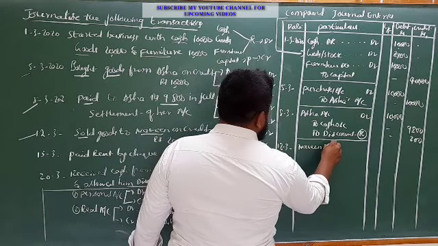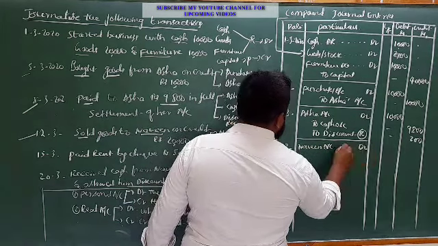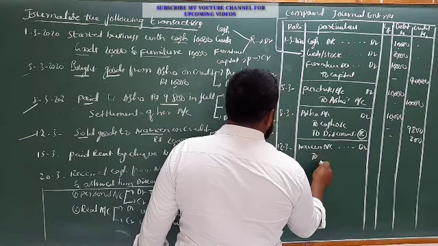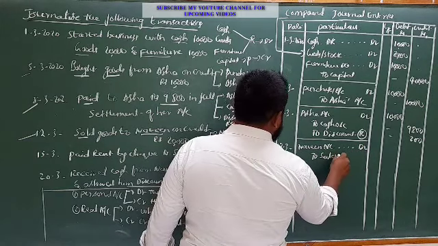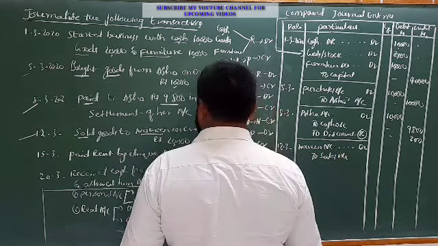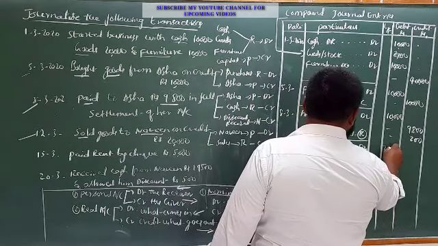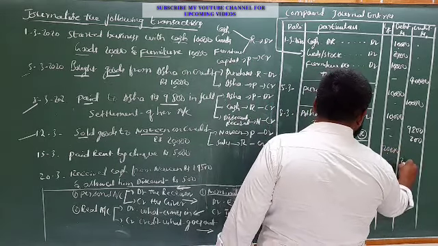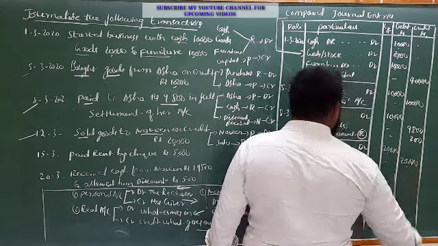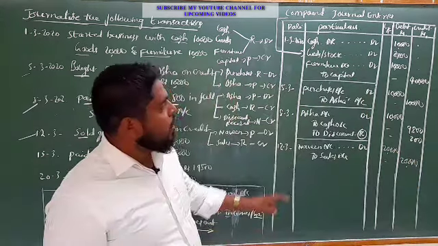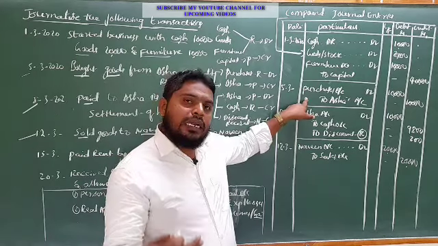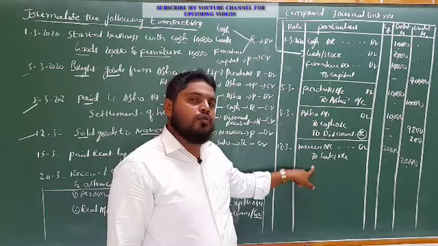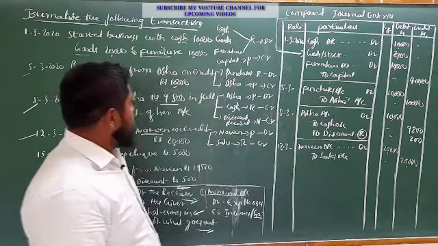Now the entry on 12th. Naveen account debit, to sales account. Sales amount 20,000. So always we have to remember, purchases are always on the debit side and sales are always on the credit side.